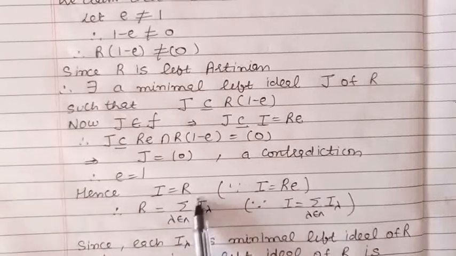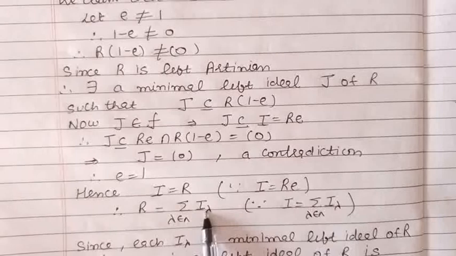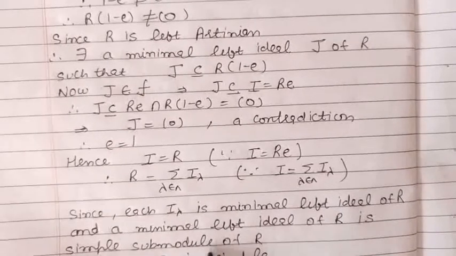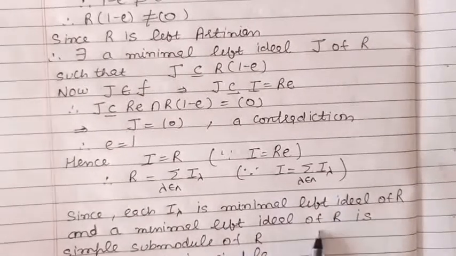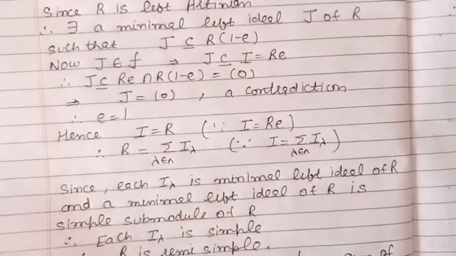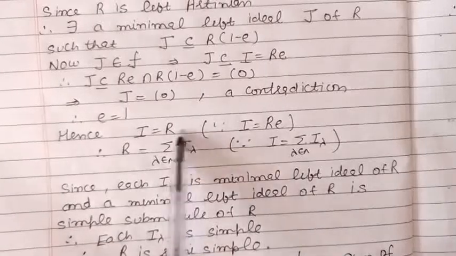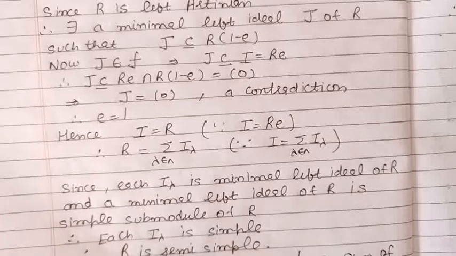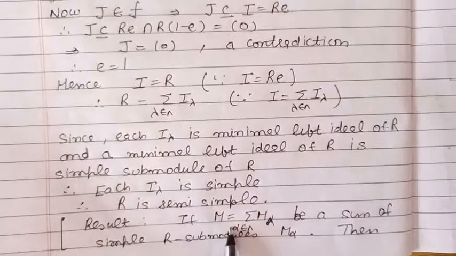Here each I lambda is a non-zero minimal left ideal of the ring R. Now, because the minimal left ideals of R are simple submodules of R, each I lambda in this sum is a simple ideal, and R, being the sum of simple submodules, will become semi-simple. So we can say that R is semi-simple.